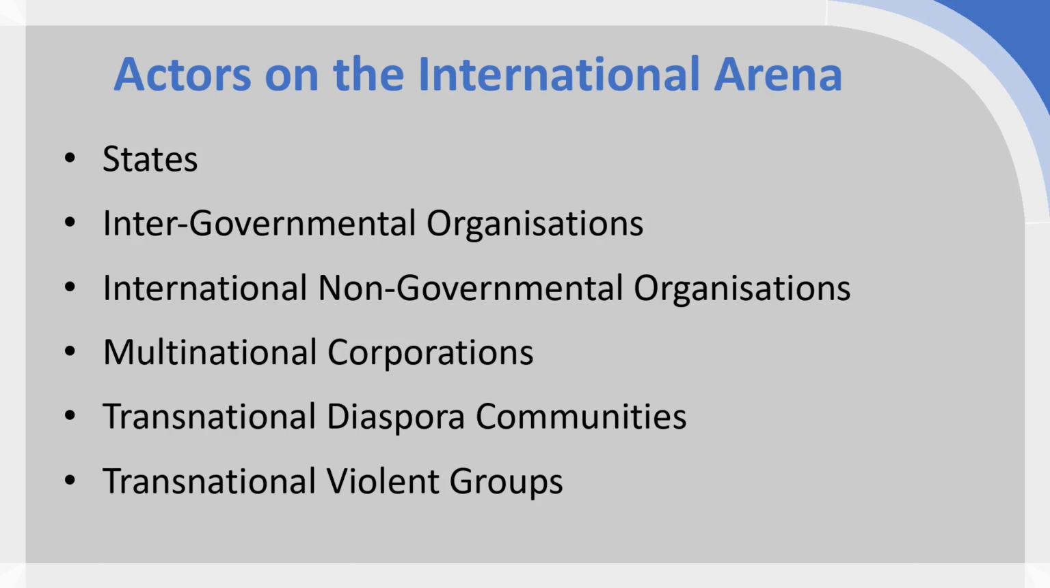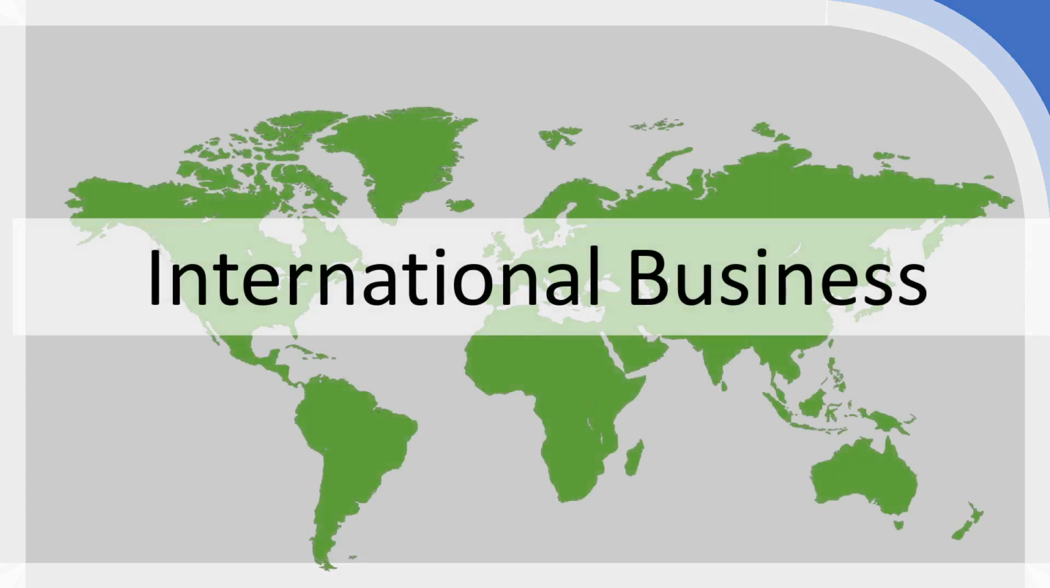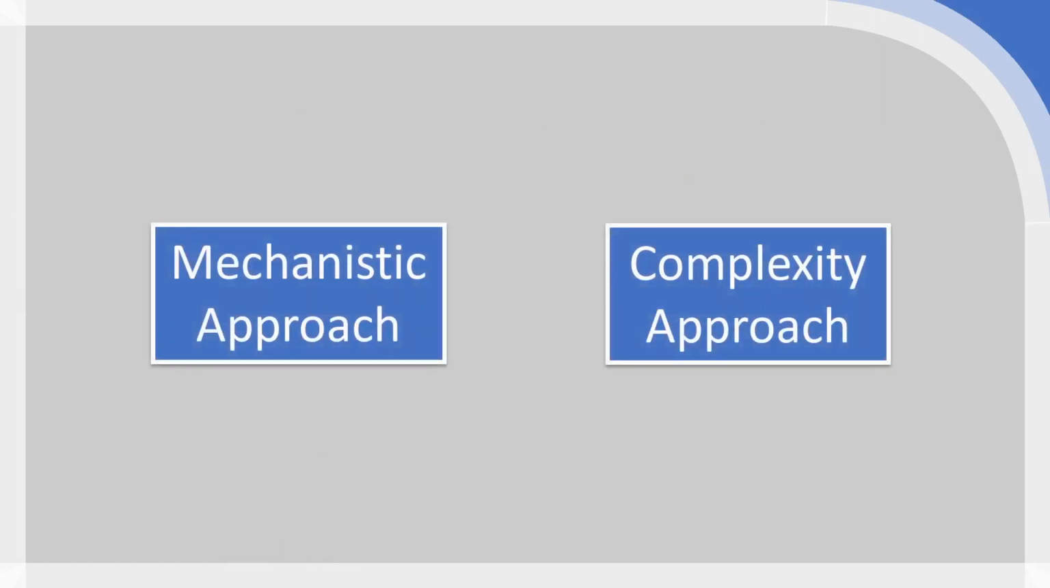So that was our look at the international arena. So if we go back to our screen, looking at our key term here, and we focus on the second term of business, and exactly what do we mean by business? How do we conceive of business? And probably for us, most importantly, how do we propose studying and understanding business itself? Now we have two major approaches here: a mechanistic approach and a complexity approach.